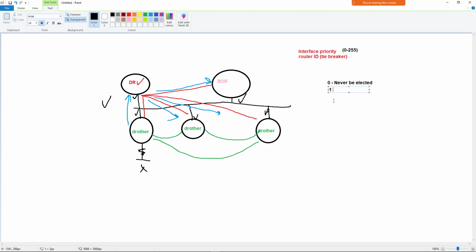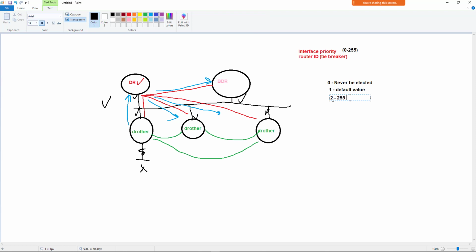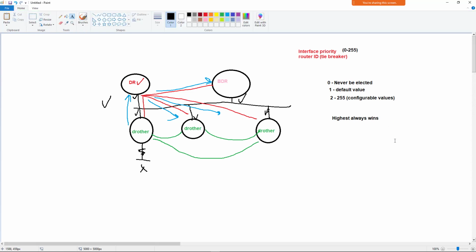So 1 happens to be the default value on every single OSPF interface, which means we have to rely on the router ID as the tiebreaker if we don't modify the priorities themselves. And 2 through 255 are configurable values that you can set as an administrator. All right. Now in OSPF, highest always wins. So it's either the highest priority or the highest router ID.